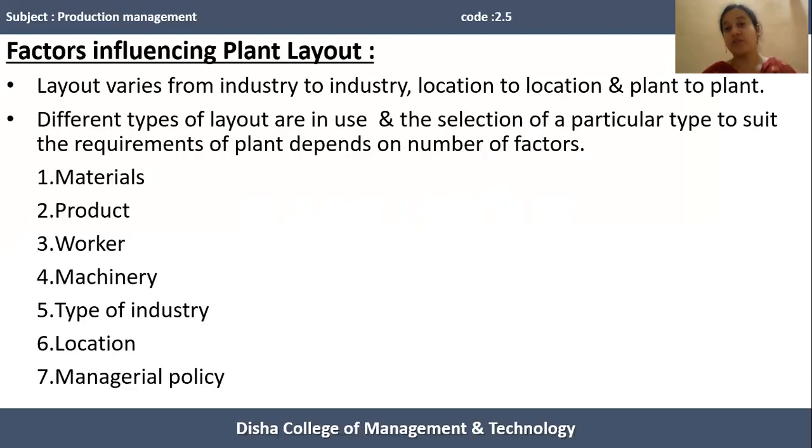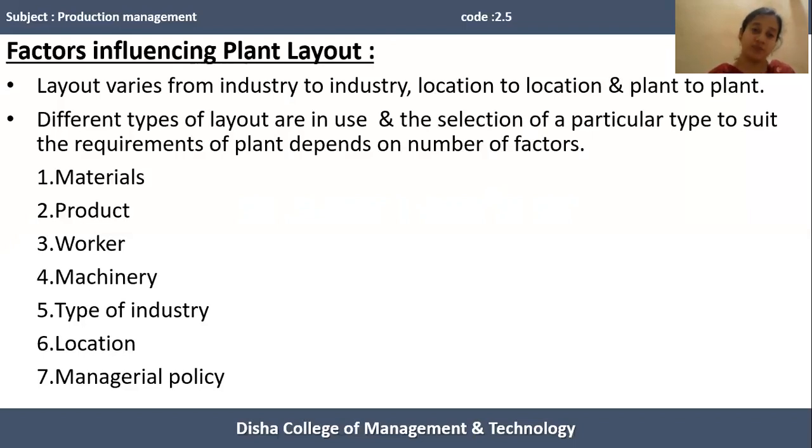design of the layout of the plant, at that situation the production manager should have to consider various factors that affect the layouts. If the production manager considers various factors or various elements for designing the layout of the plant, then we can say that that plant layout is a good one or an ideal one, and that provides maximum operating efficiency to the organization.